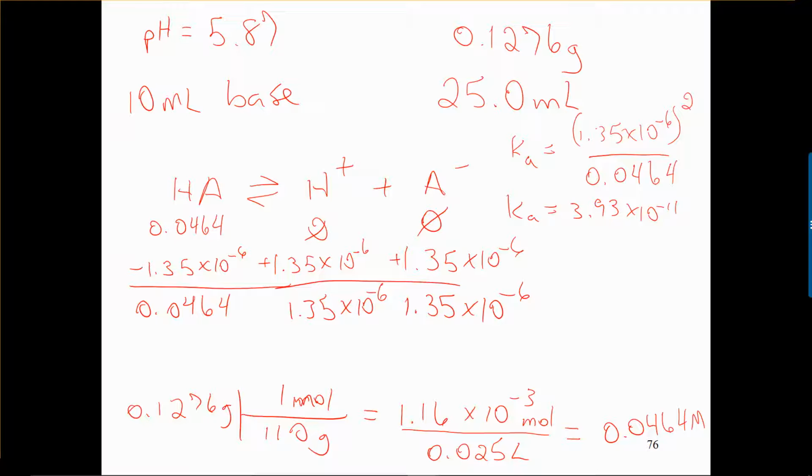So you don't subtract the 1.35 times 10 to the negative 6 because it's a small number and it's less than 5%. So you drop it. Yeah. Drop it.